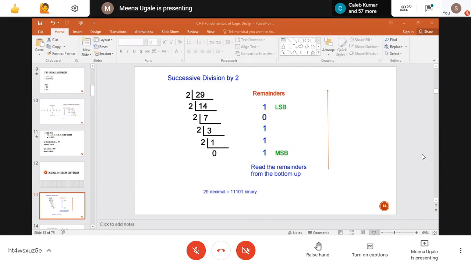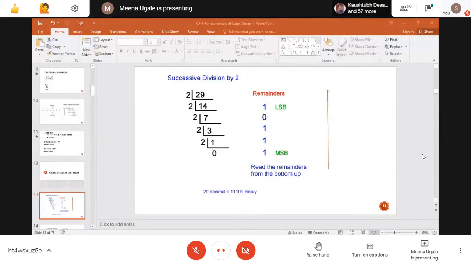Again, for 7 I'm dividing by 2. I'm getting 3 as a quotient and 1 as a remainder, which I have written here. Next, 3 divided by 2 gives 1 as quotient and 1 as remainder. And the last one, 1 divided by 2, gives 0 as a quotient and 1 as a remainder. I hope you all are following me.